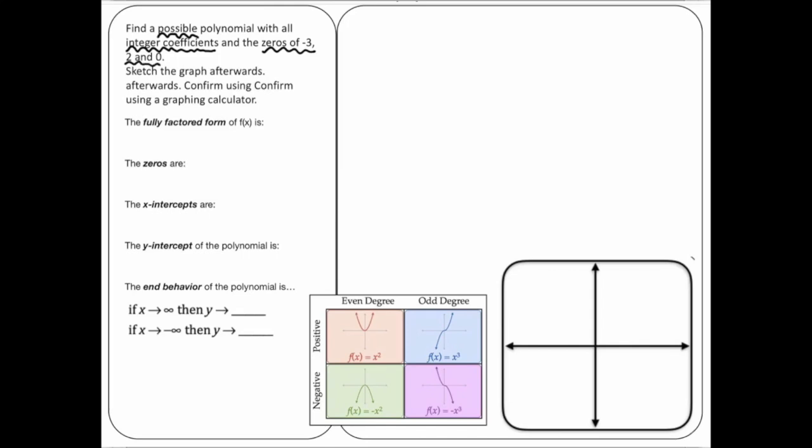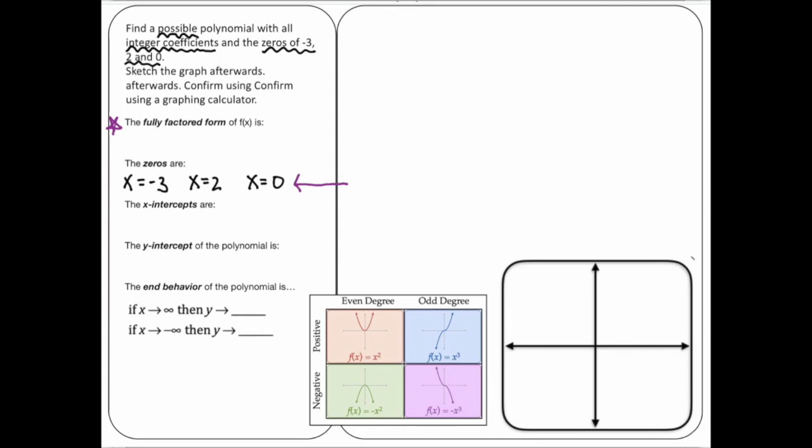And zeros of these guys, okay? So the zeros, we have x equals negative 3, x equals 2, and x equals 0. So notice that it's opposite from the lessons that we've had previously because the zeros are given to us. And from here, we're going to find a possible fully factored form and then use that to multiply out the polynomial and then take a look at its attributes. So let's go ahead and see what to do first.